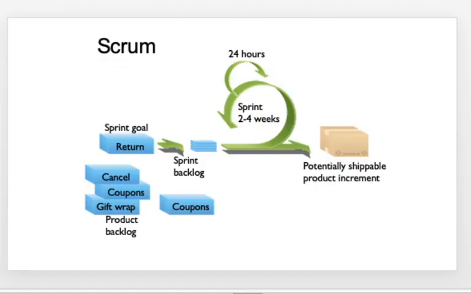So what is a Scrum? I have a product backlog. High priority items are moved from the product backlog into the sprint backlog. Then I have a 2 to 4 week sprint. I have a daily Scrum meeting every 24 hours, and at the end of 2 to 4 weeks I will get a potentially shippable product increment.